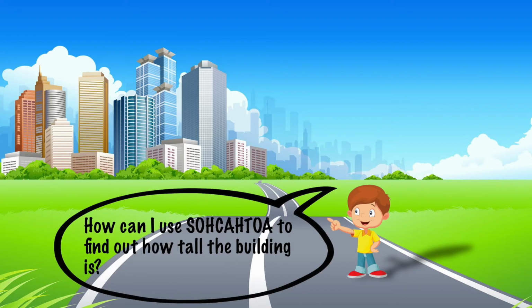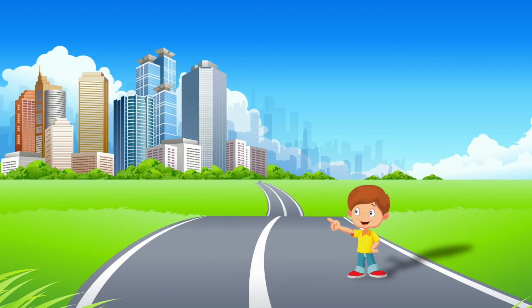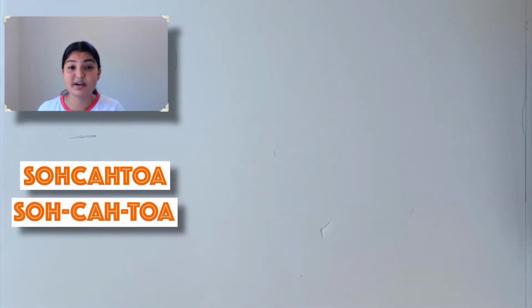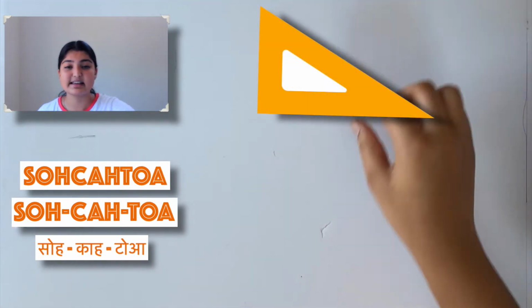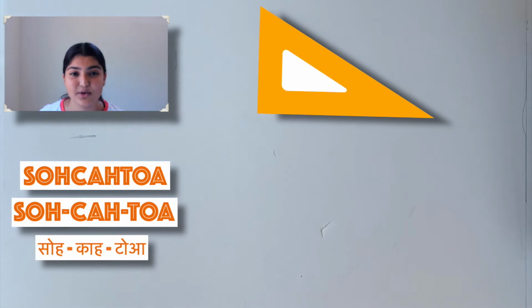How can I use SOHCAHTOA to find out how tall the building is? SOHCAHTOA. What does this mean? This isn't even a word. Well, my friends, this is a right angle triangle.